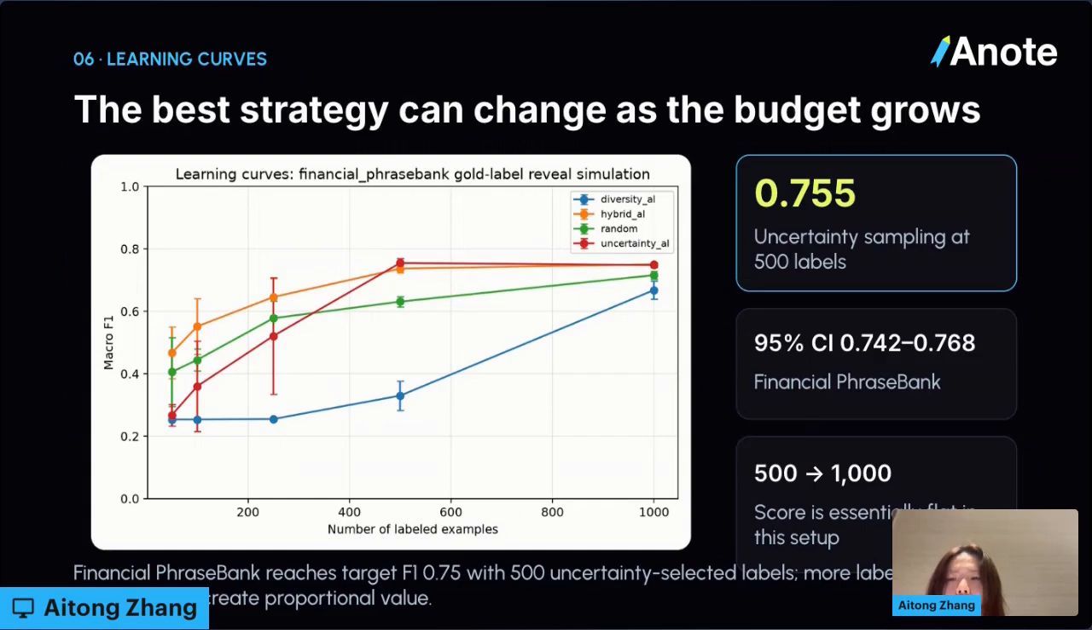If we reported only the result at 1000 labels, we would miss the useful decision. Nearly the same performance was already available at half that labeling budget. So learning curves do more than rank strategies. They reveal where the value of additional annotation begins to flatten. The next step is to express that decision in the unit organizations usually care about, which is the cost.